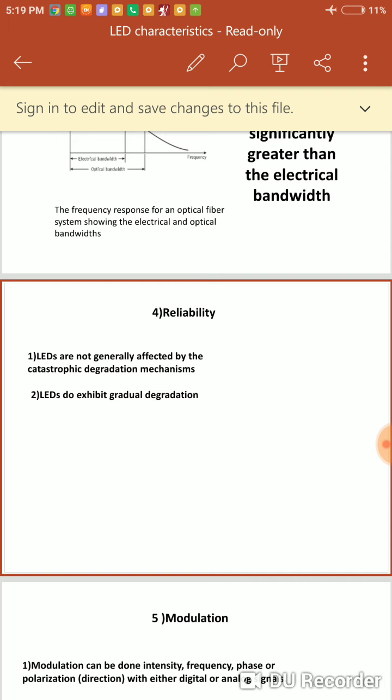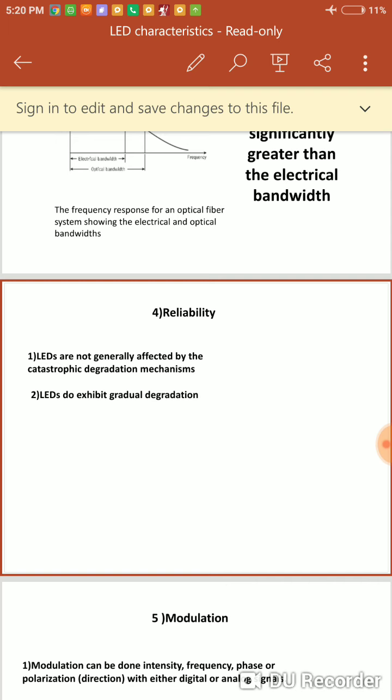If you compare the degradation in laser and LED, laser is affected both by catastrophic degradation and gradual degradation, whereas LEDs are affected only by gradual degradation. So the reliability of LED is more as compared with the reliability of the laser. Whatever are the characteristics of laser as well as LED, those are the performance parameters as well as the comparison factors for LED and laser. So two characteristics are better for LED as compared with the laser.